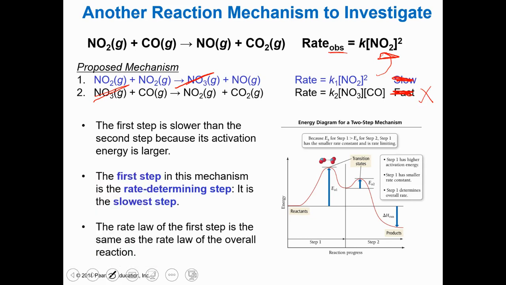If you ever encounter an image or a graph with our activation energies, this top one, the one that's got the highest hump, that is the slow step. And this one happens to have 2 steps because there are 2 humps. If we saw 3 steps, there would be 3 humps.